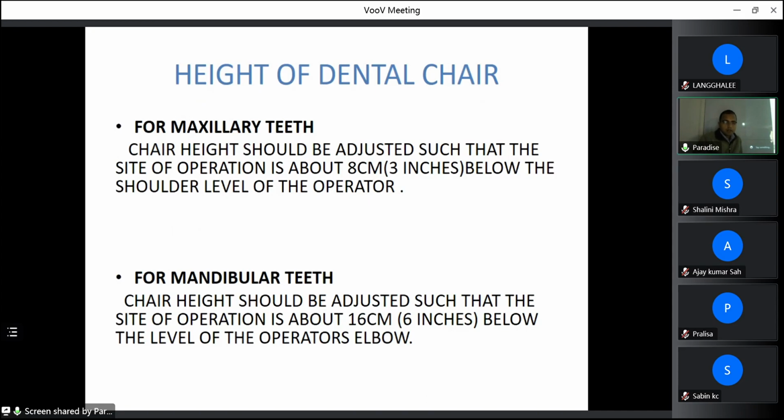Also, the height of the dental chair. For maxillary teeth, the chair height should be adjusted so that the site of operation is about 8 centimeters, about 3 inches, below the shoulder level of the operator. In case of mandibular teeth, it is about 6 inches or 16 centimeters below the elbow level. Another point is that your elbow angle should be 90 degrees while extracting the maxillary teeth, and your elbow angle should be 120 degrees when you are extracting the mandibular teeth.